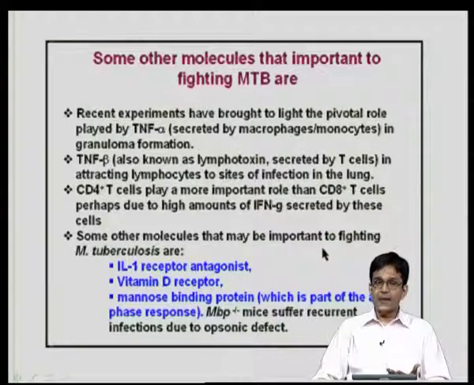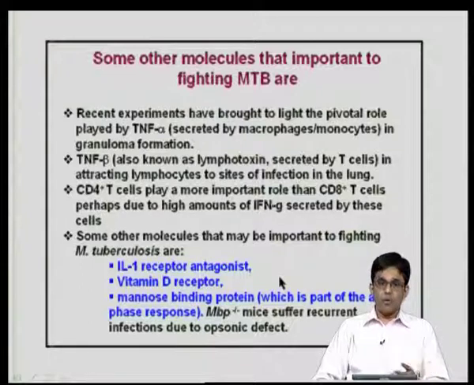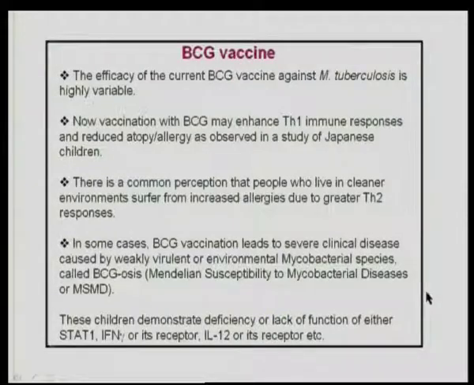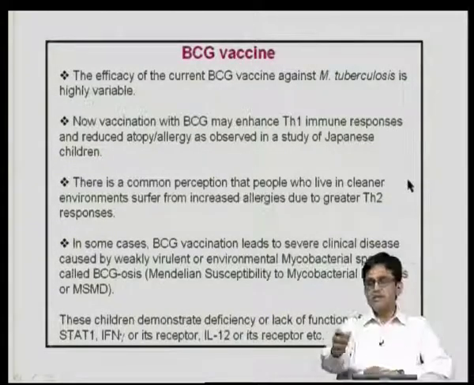So, IL-1 receptor antagonist is important, and vitamin D3 and the vitamin D receptor. In fact, there are some studies which show that if you take in a lot of vitamin D, it helps you with better immunity against tuberculosis. And then mannose binding protein, MBP. MBP is important in terms of opsonization. Again, an important part that was covered in our lectures on innate immunity. Please take a look at it, and MBP plays a role against infection in tuberculosis.